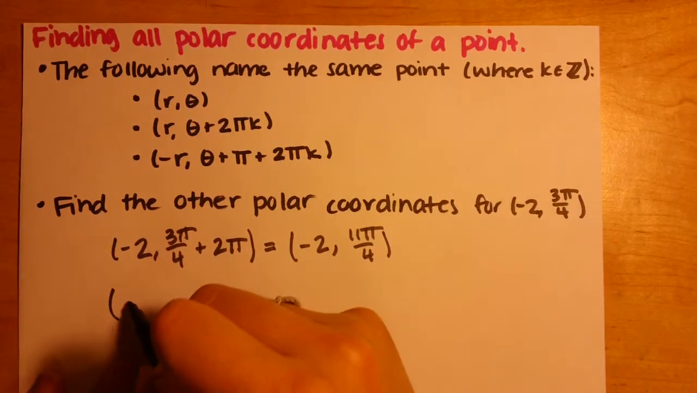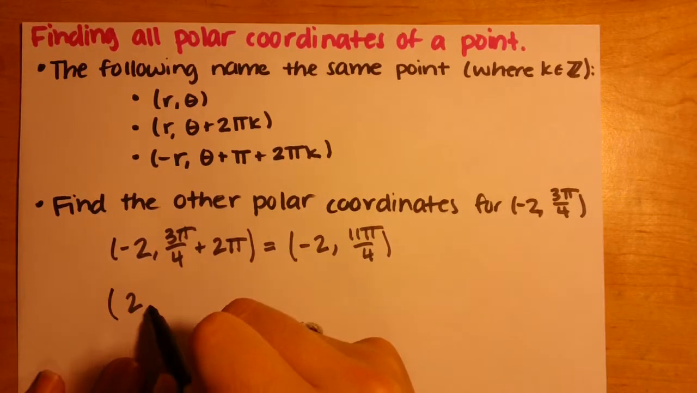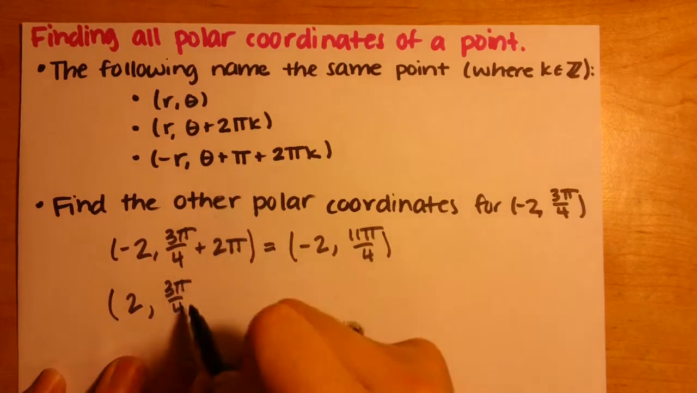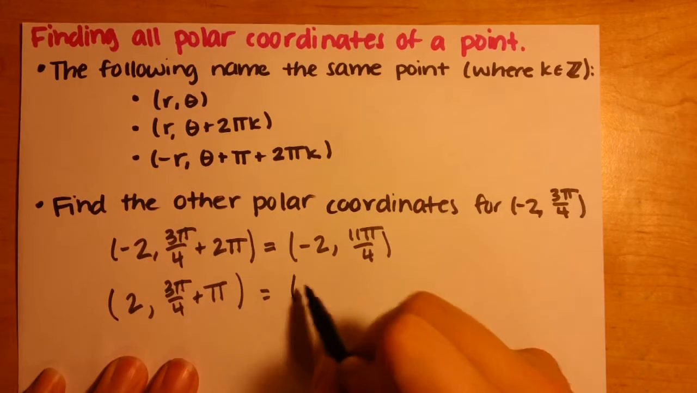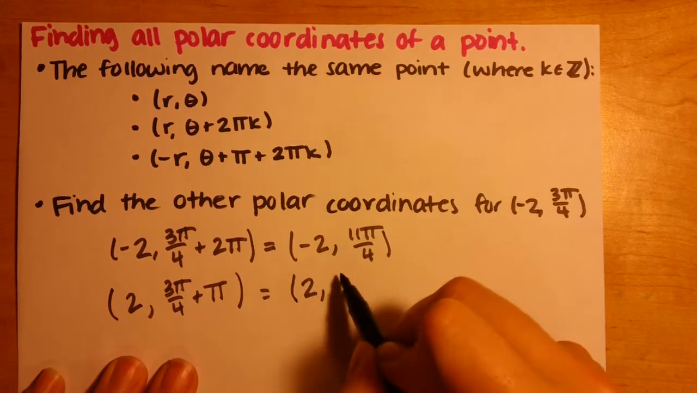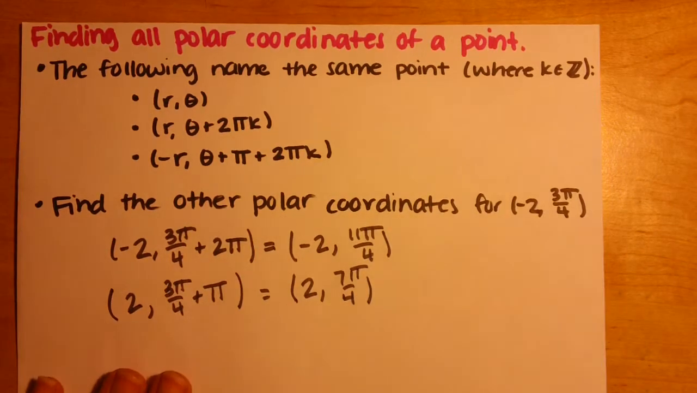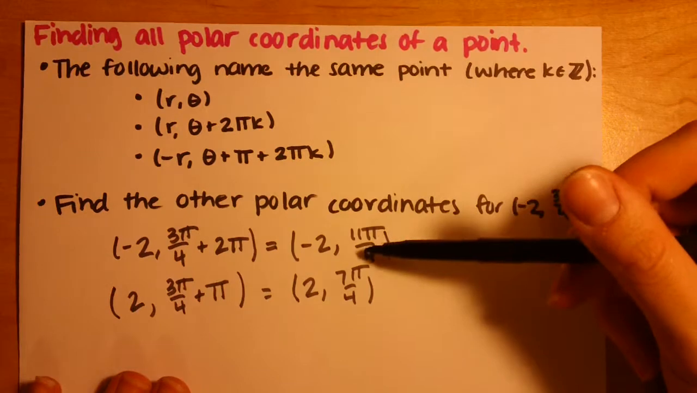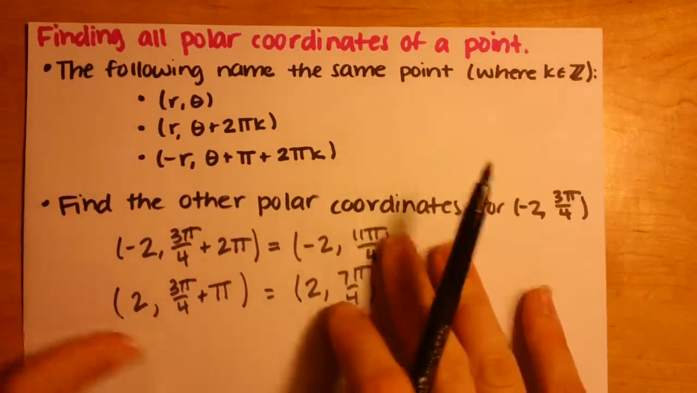You can also do negative r, so negative negative 2 is 2. Then you can do 3 pi over 4 plus pi, and you'll get (2, 7 pi over 4). So these are the same point, and again you can add any multiple of 2 pi to these angles and you'll end up at the same point.